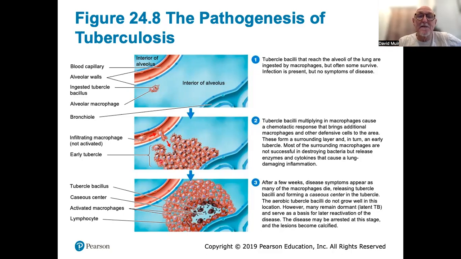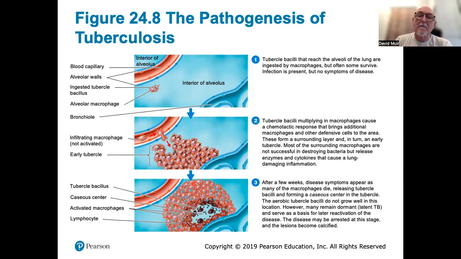In some cases, this is entirely successful. And this tubercle then becomes calcified and isolates the bacterium completely, and it never proceeds any further. And that is the case for many people. They have these tubercles on their lungs, but there is no chance of them getting disease. The bacteria can last in a sort of dormant state for a number of years, but eventually the whole thing just becomes completely calcified.